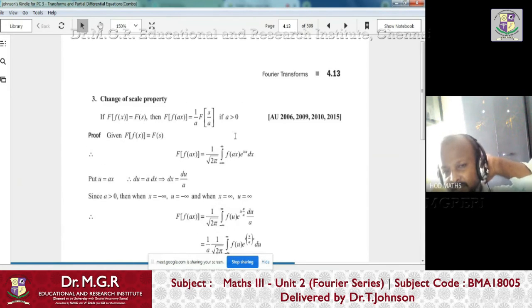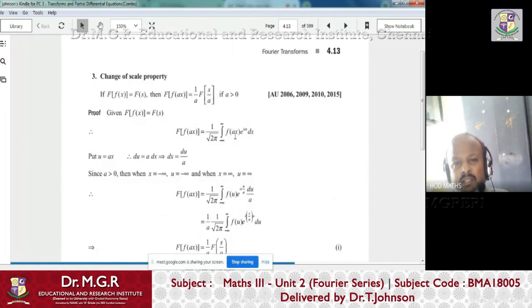The second one is the shifting property and then the change of scale property. In some books they put the change of scale property as the second one.